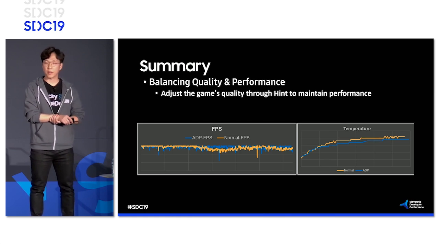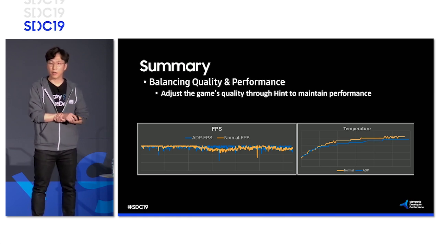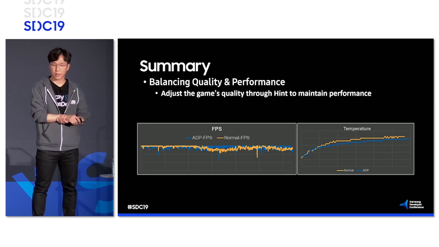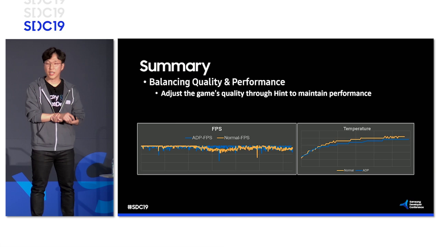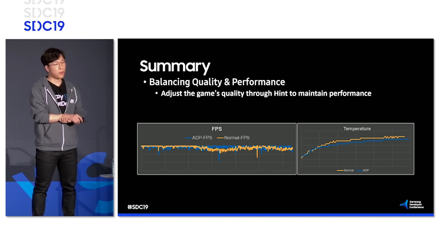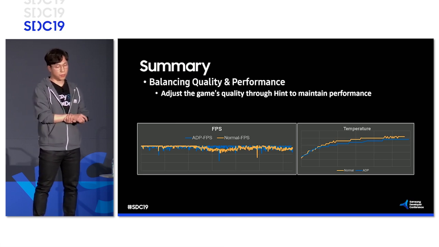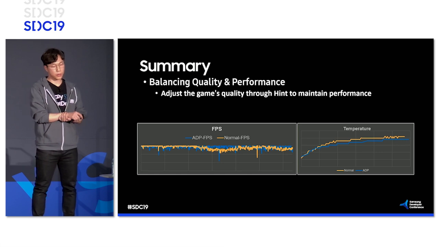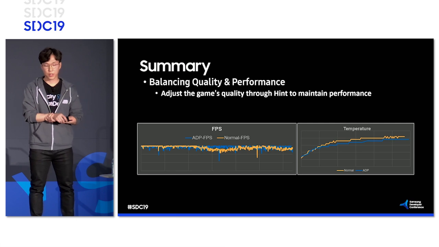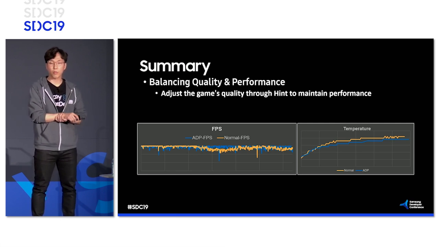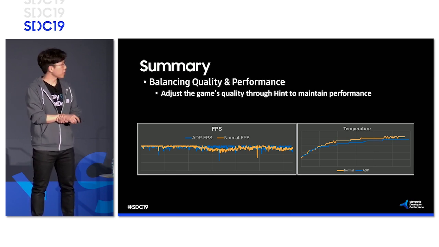If game developers and users care much about visual detail, it will be difficult to change the quality scaling easily. However, if you want to maintain performance without thermal throttling and provide a stable gaming experience with suitable visual quality on mobile, then GameSDK and adaptive performance are the best solution.